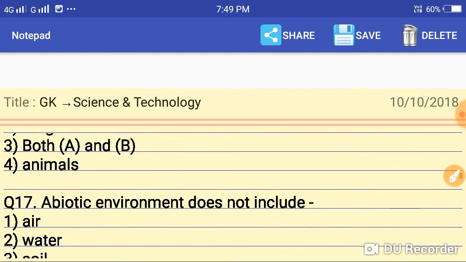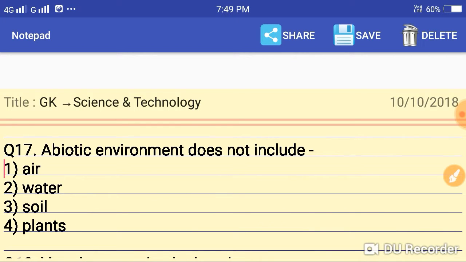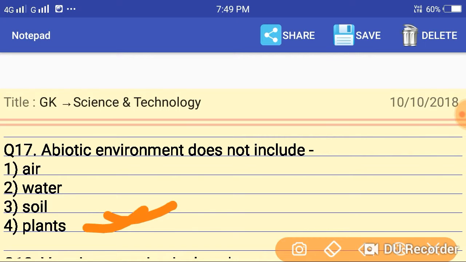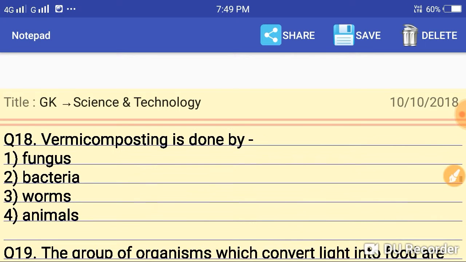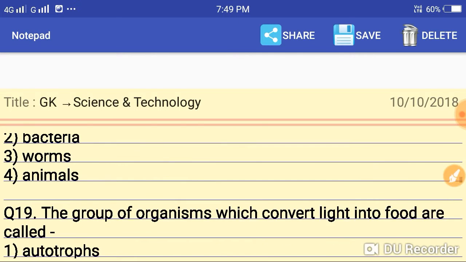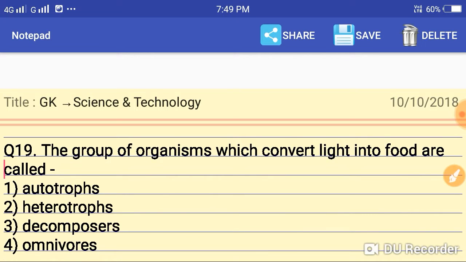Next question, abiotic environment does not include. This is also an important question. Right answer is plant. Option 4 is the right answer. So next question, vermicomposting is done by. Right answer is worms, option number 3. Next question. The group of organisms which convert light into food are called. The right answer is option number 1, autotrophs.